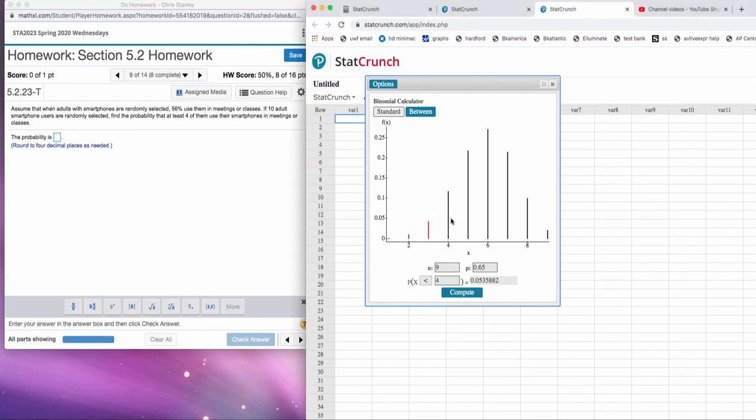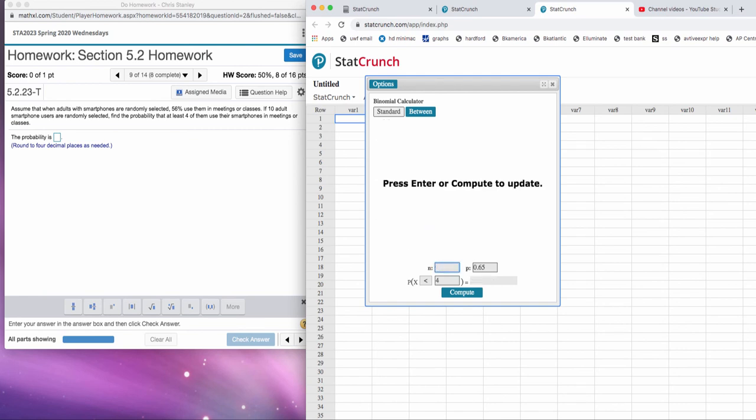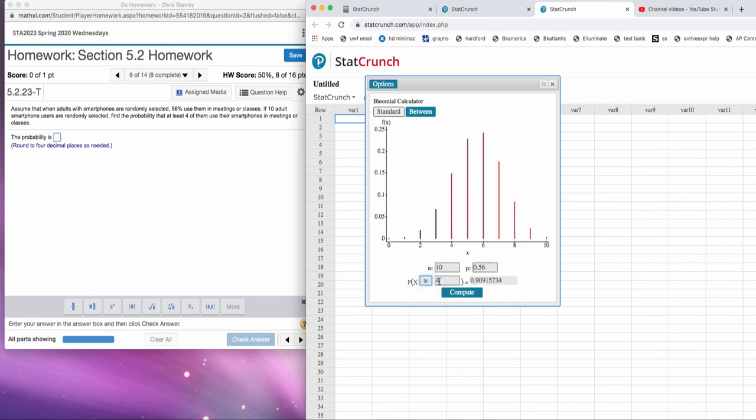Okay, there's 10 adults, so we're going to ask 10. And 56% use their cell phone. That's 0.56. At least 4. At least 4 is 4 or more. So they're adding this line right here with this line, with that line, with that. We're having for 4 now. 0.99092.